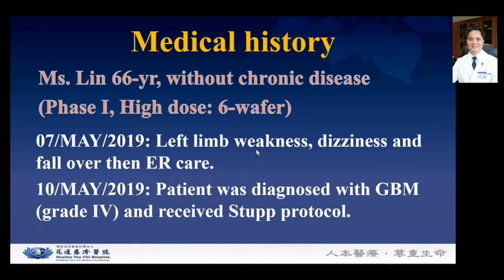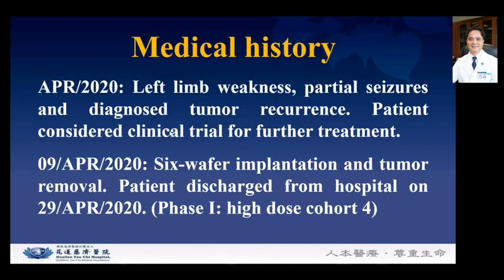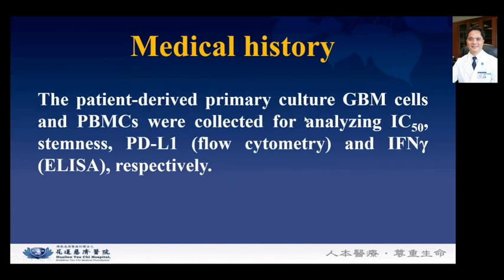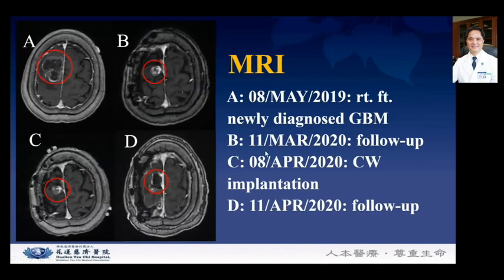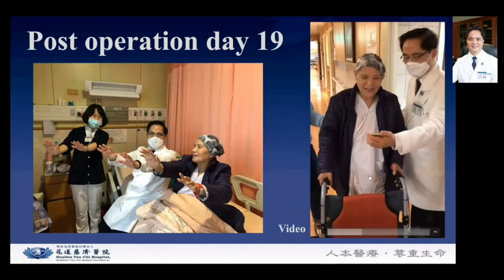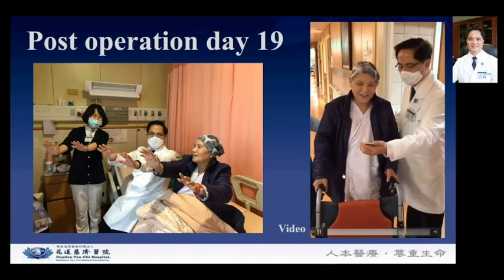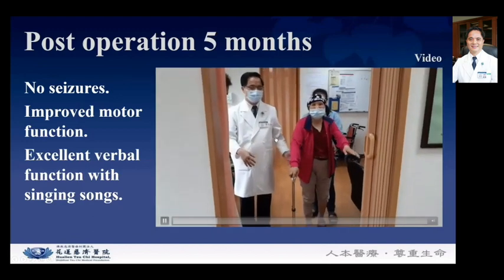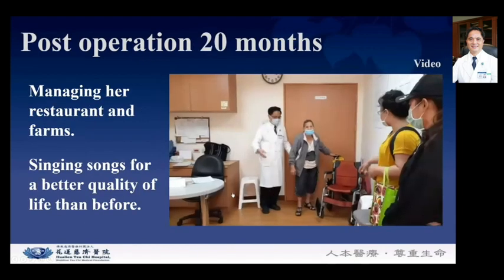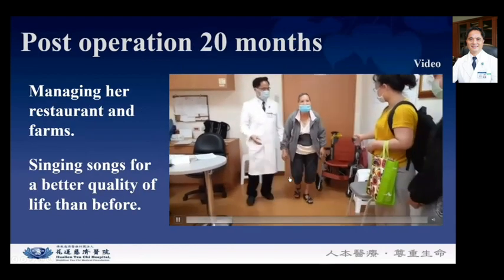So here is a 6 wafer high dose patient, 66 years old, who had limb weakness. We implanted the six wafers and discharged him soon. And here, we analyzed again IC50, PD-L1, and interferon gamma, which confirmed the results again and again. Second day, OPD. The patient is very good. So 20 months, very good.